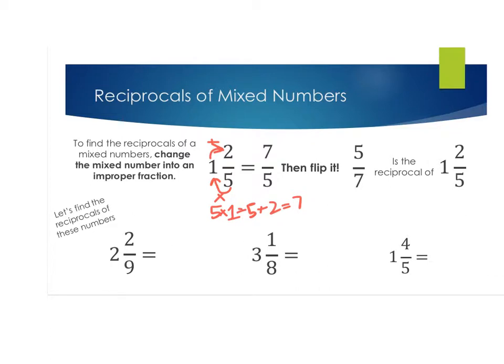But we're not done yet. That is not the reciprocal yet. We then have to flip it. So 5 over 7 is actually the reciprocal of 1 2/5. They look very different, but that is the reciprocal. So let's do this one down here.